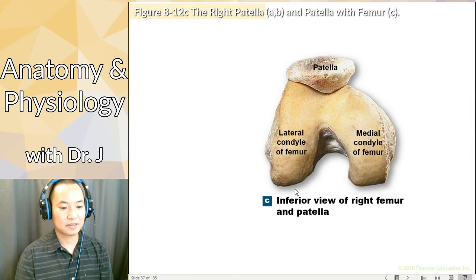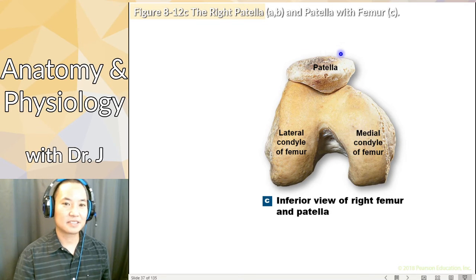Okay, so then we have our right femur and patella. Again, the back side, the posterior, is smooth because you want it to glide, whereas the front side is rough because you want those tendons and ligaments to attach to it.